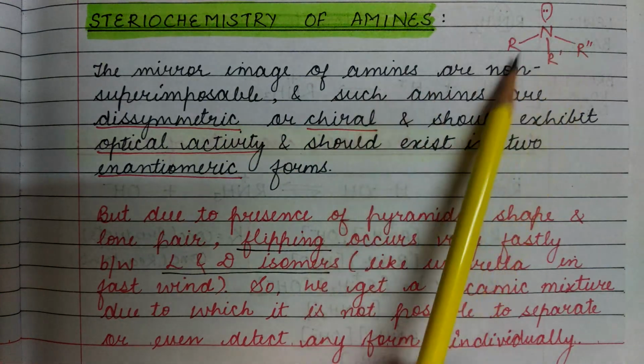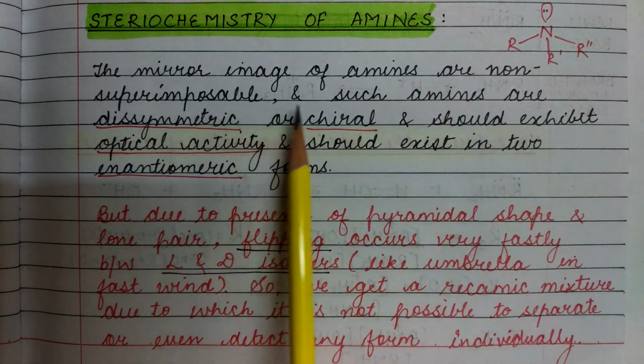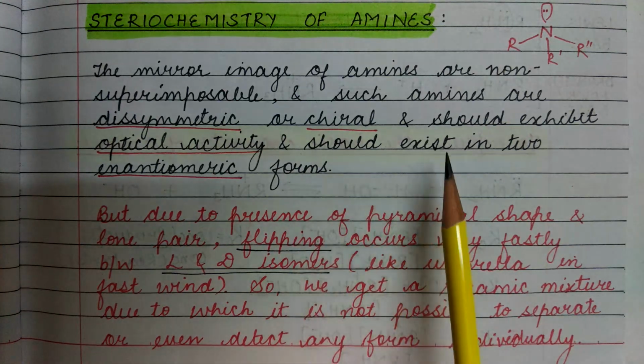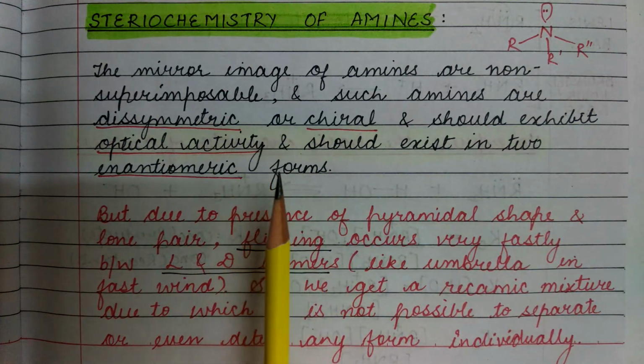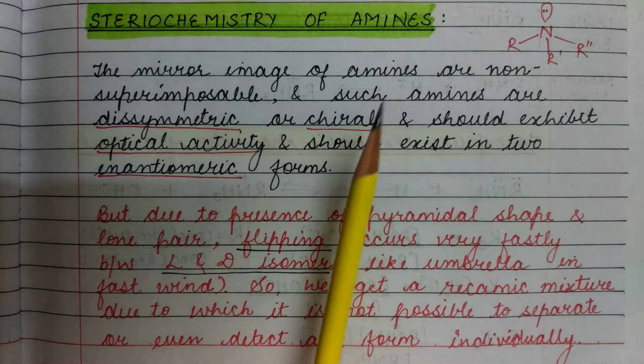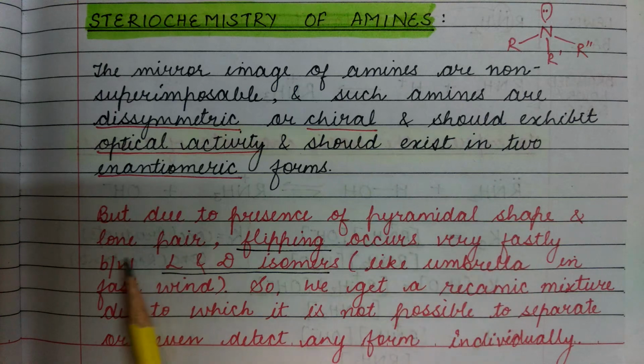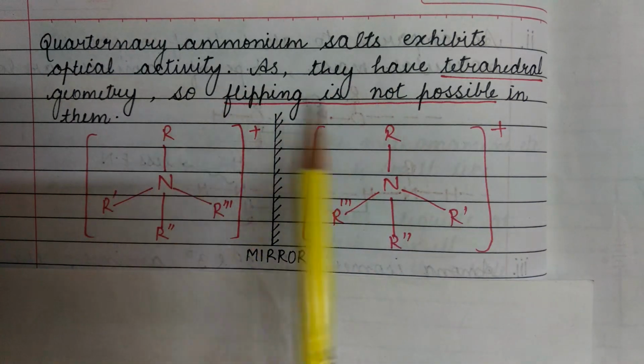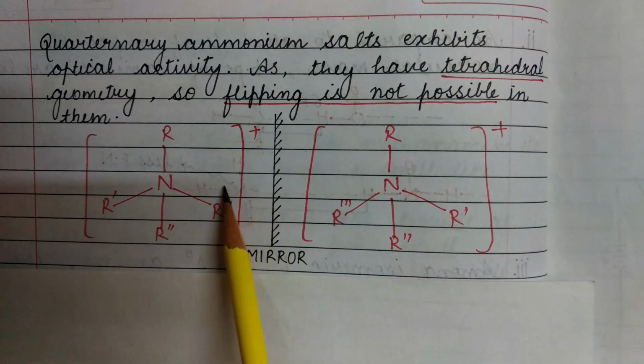Stereochemistry of amines. This is the structure of amine. The mirror images of amines are non-superimposable, and such amines are dissymmetric or chiral and should exhibit optical activity and should exist in 2 enantiomer forms because of non-superimposable images, right? But due to the presence of pyramidal shape and lone pair, flipping occurs very fast between levo and dextro isomers, like an umbrella in fast wind. So we get a racemic mixture, due to which it is not possible to separate or even detect any form individually. But quaternary ammonium salts exhibit optical activity as they have tetrahedral geometry, so flipping is not possible in this, right? As you can see from these images.